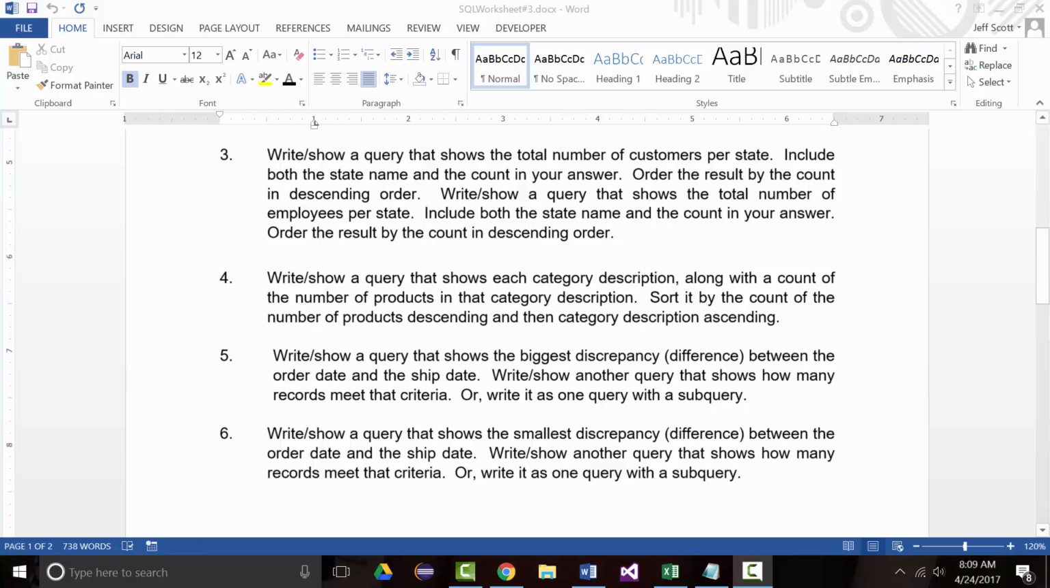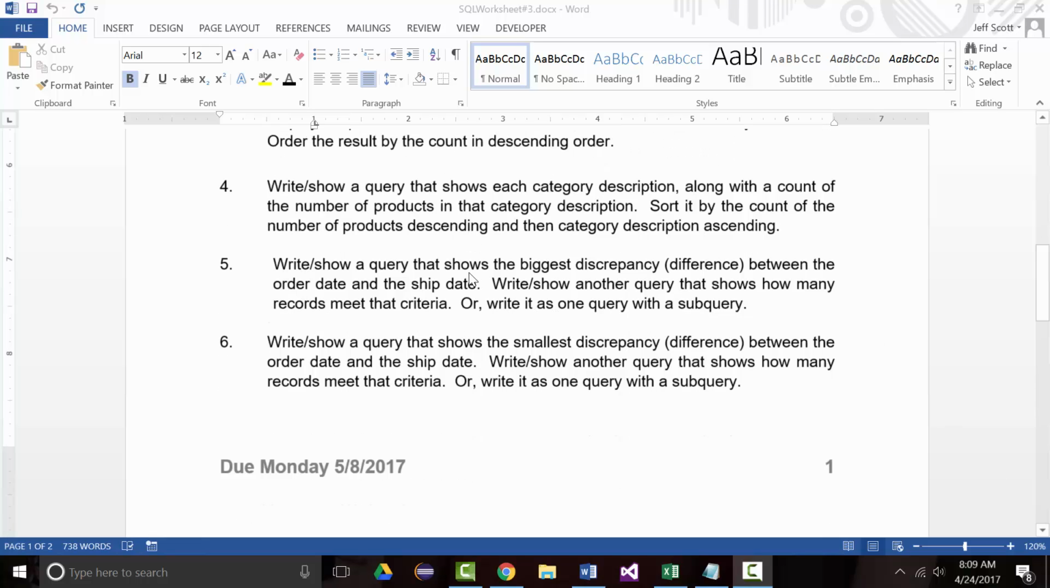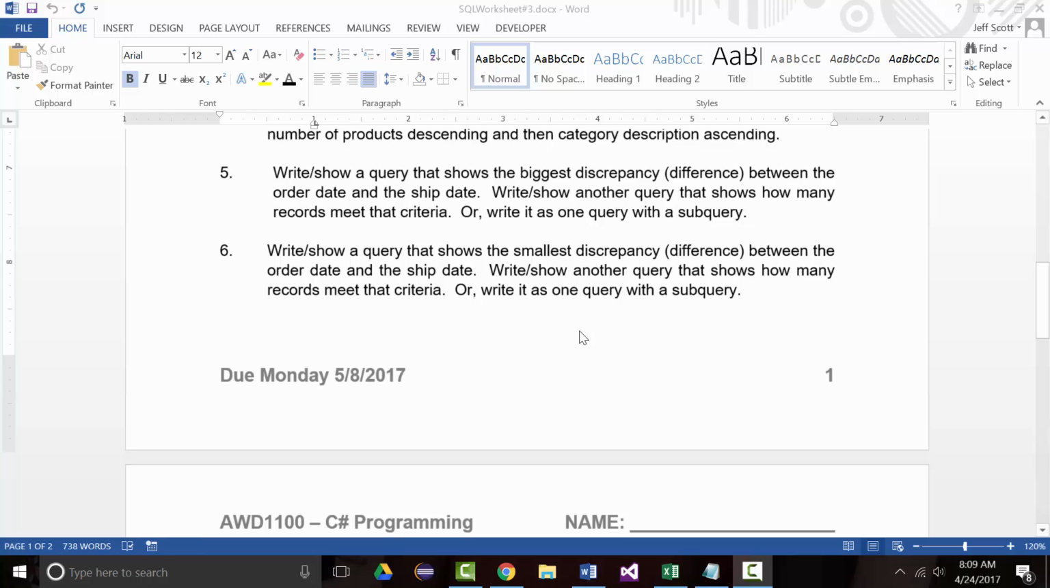Number 3, write a query that shows the total number of customers per state. Not a very hard problem. Number 4, write a query that shows each category description along with a count of the number of products in there. Not a hard problem. Number 5 and 6 will make you think a little bit more.